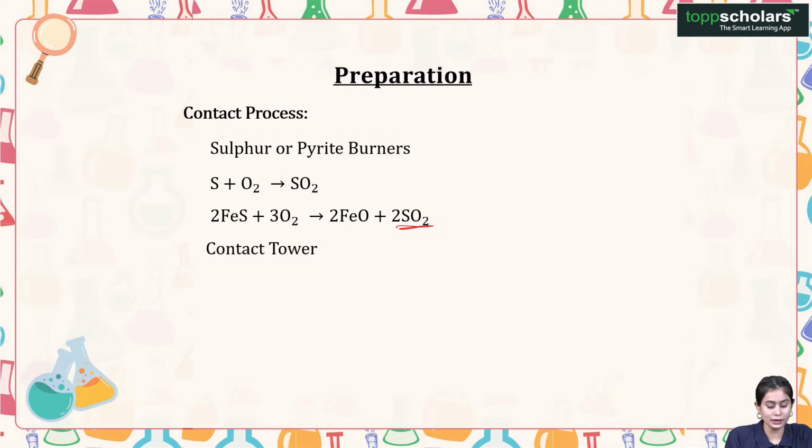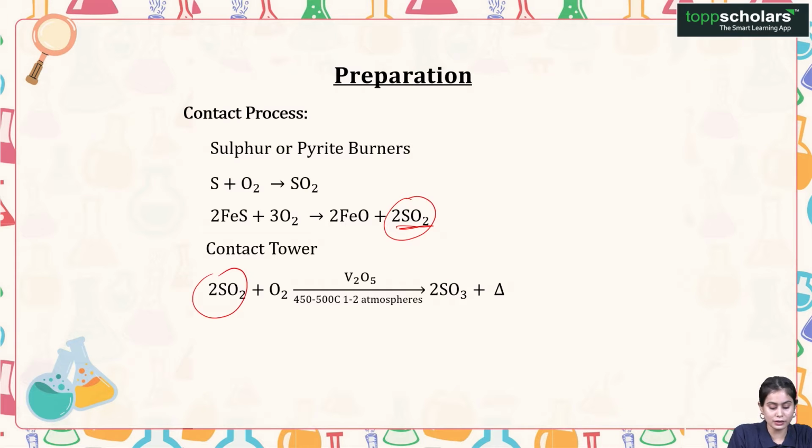The next step is in the contact tower. What happens basically? This SO2 gas reacts with oxygen in presence of the catalyst vanadium pentoxide, V2O5. And what temperature and pressure are important? 450 to 500 degrees Celsius at 1 or 2 atmospheres. And what will be formed? This is very important in the formation of sulfuric acid. Basically we want this: SO3 plus a lot of heat will be formed.